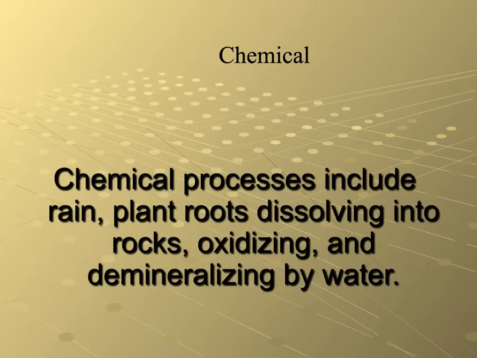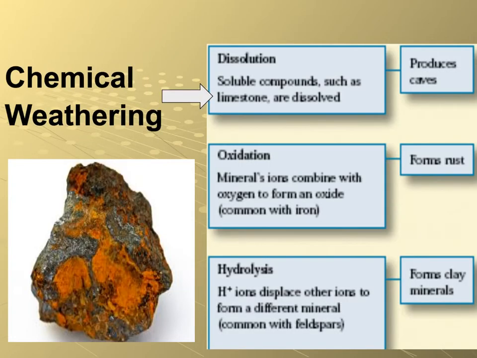Chemical weathering involves chemical processes which can include rain mixing with other chemicals to dissolve rocks, plant roots that can actually slowly dissolve themselves into rocks so they can stick to them better, oxidizing, which we know as rust, and even demineralization by water. Again, this would be the dissolving of rocks by water. So here are three processes that are part of chemical weathering.